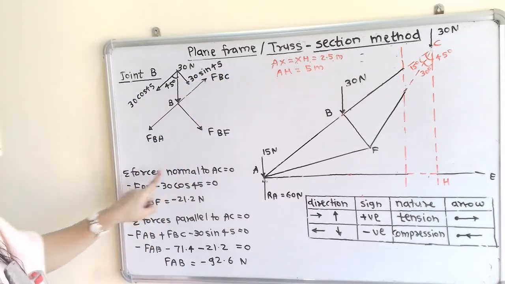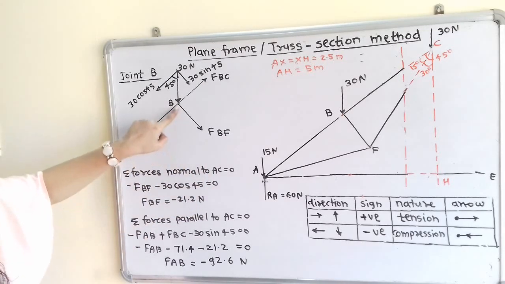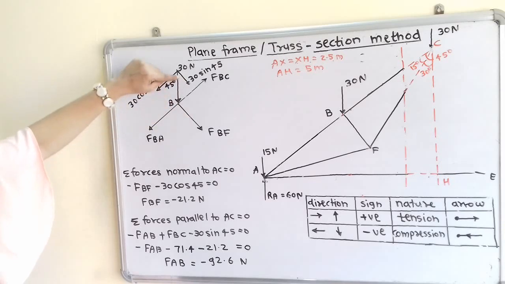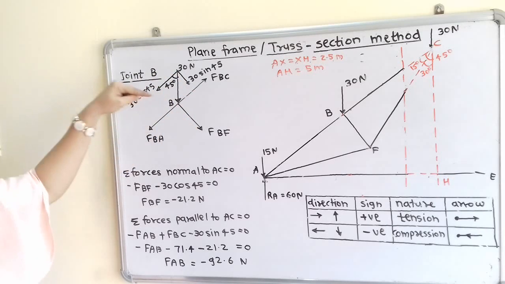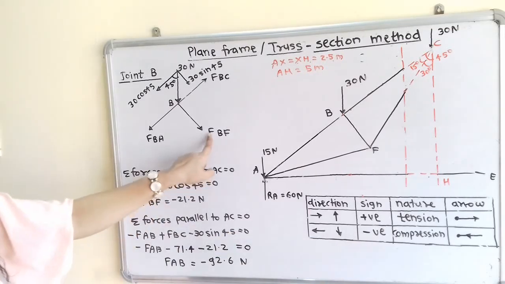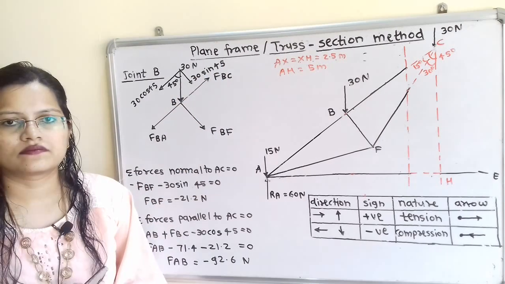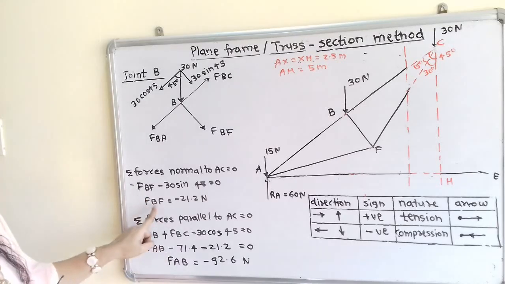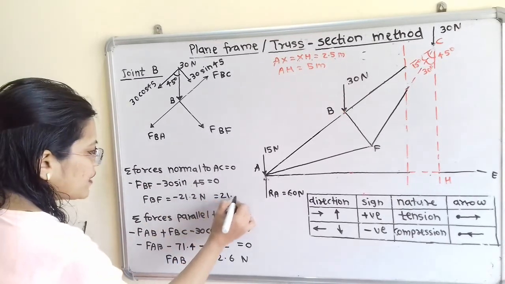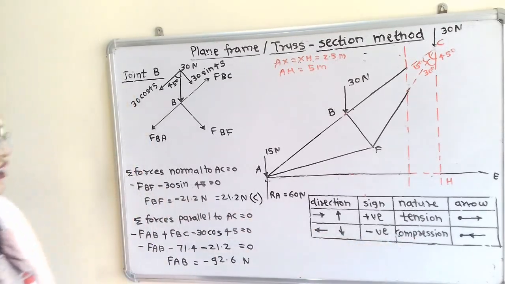Now we will apply the rule summation of forces normal to AC. So the forces perpendicular to AC are FBF as well as 30 sin 45. Both are in the same direction, that is in the downward direction. So for downward direction use negative sign. So minus FBF minus 30 sin 45 is equal to 0. So FBF is equal to minus 21.2 Newton. That means we can write here 21.2 Newton with compression nature. Whenever the answer is negative, we have to show nature is compression.